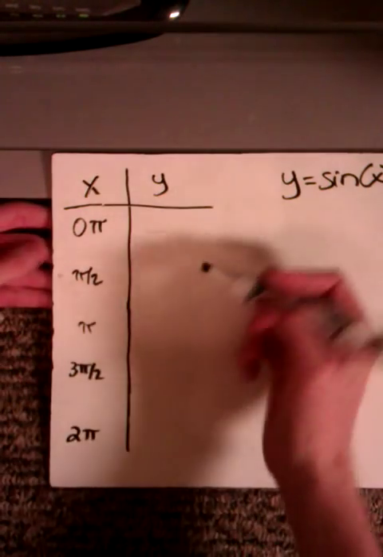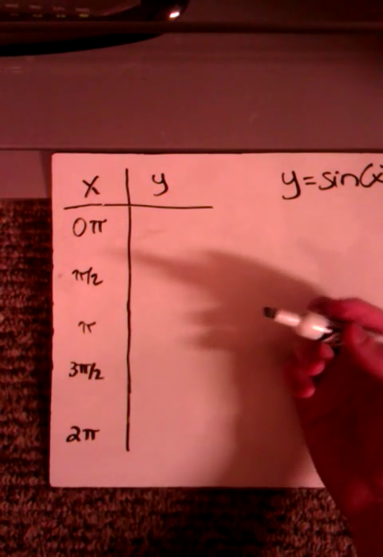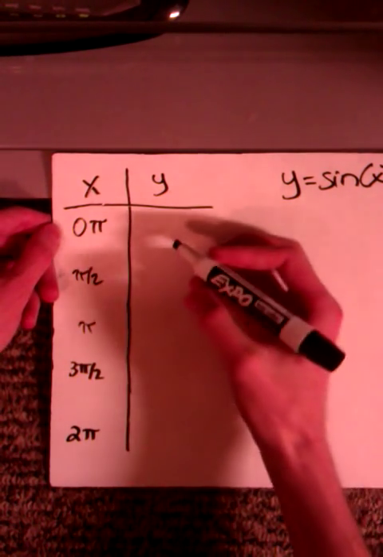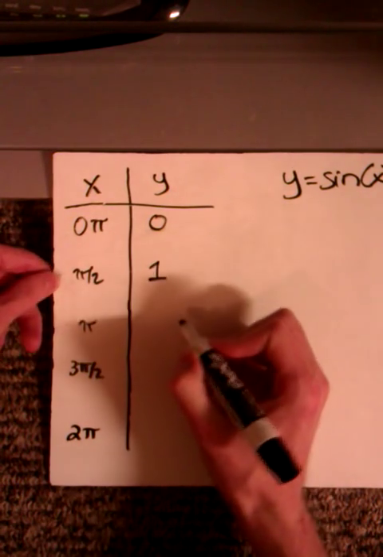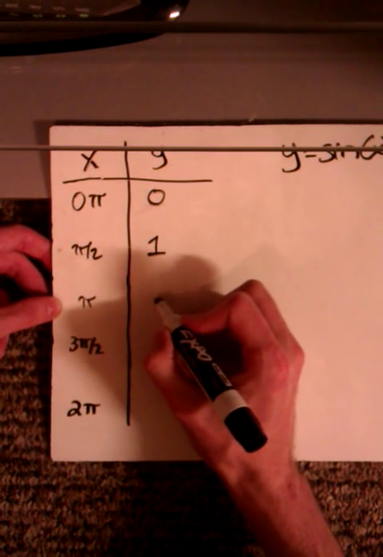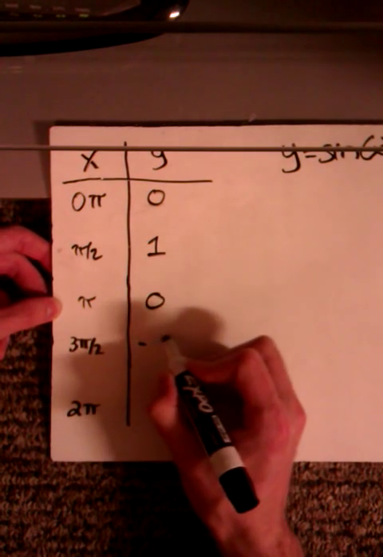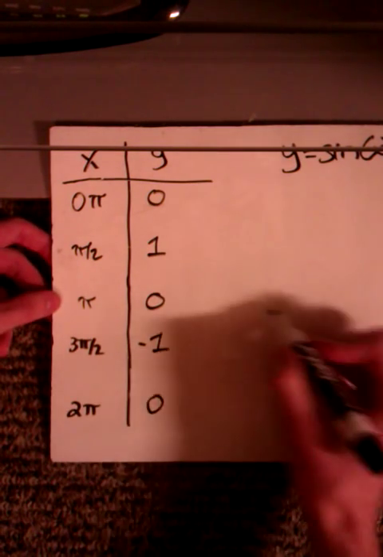I'm going to go through here and label these really quickly. I'm just getting these numbers from the unit circle. So for example, at 0 pi, the y value is 0. At pi over 2, the y value, as we just saw, was 1. At pi, we're back to 0 again. And then at 3 pi over 2, we're at negative 1. And 2 pi, we're back to 0.